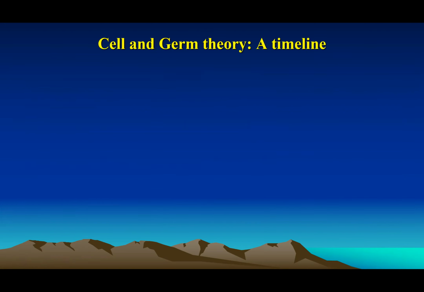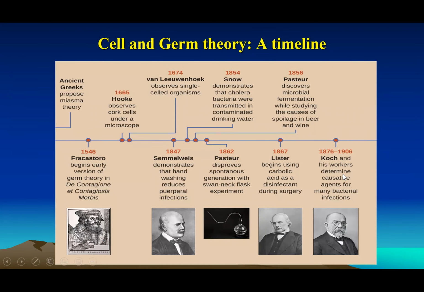So here's an interesting timeline of when the different things were discovered. Ancient Greeks proposed the miasma theory. This theory says contaminated air, like vapors, like when something is rotting and it smells and there are these bad vapors, can cause disease. It's kind of like connecting a disease to unsanitary practices.